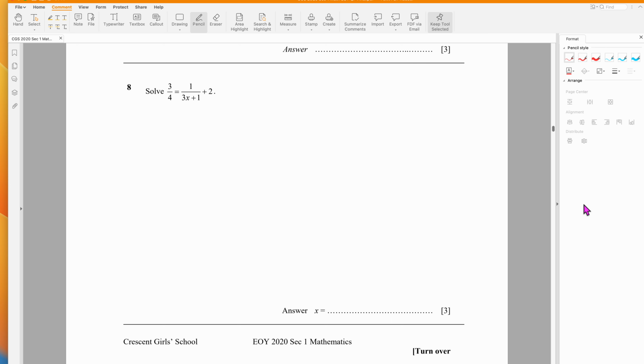Cross multiply. Wrong. You make silly mistakes. How do you get x? 4 divided by negative 20, right? Yeah.